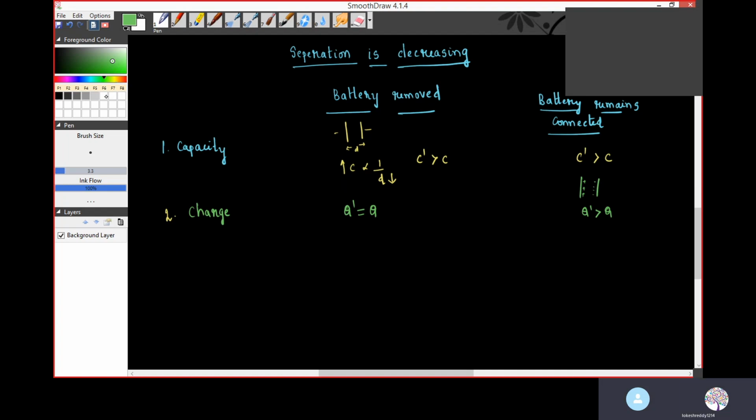Now what about the potential? Potential difference. What about the potential difference?